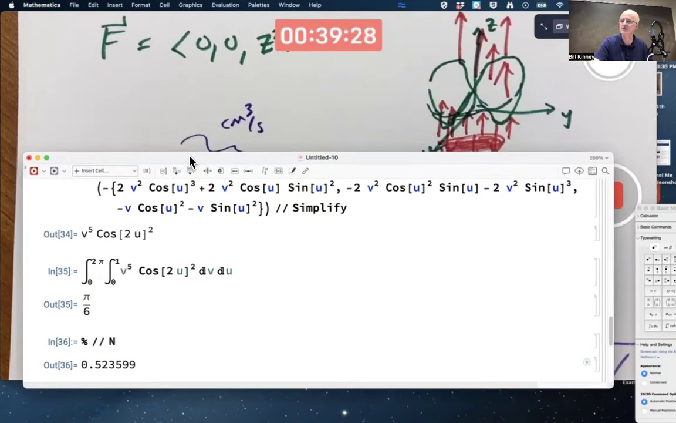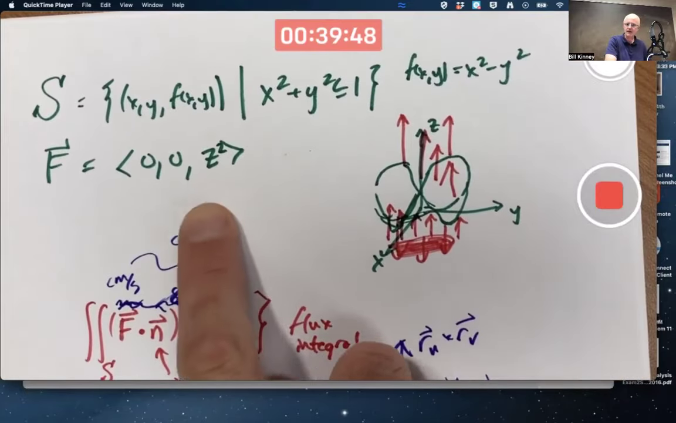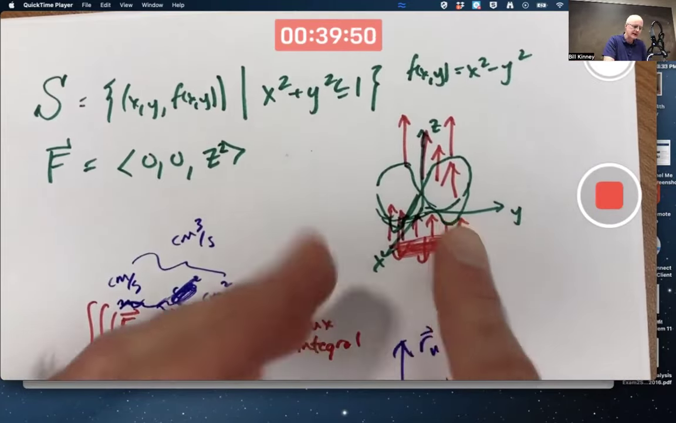0.52 cubic centimeters every second. You have to use your imagination, right? And it's very difficult to visualize. You can use the technology to visualize it somewhat, but knowing exactly what the answer is going to be is very difficult.